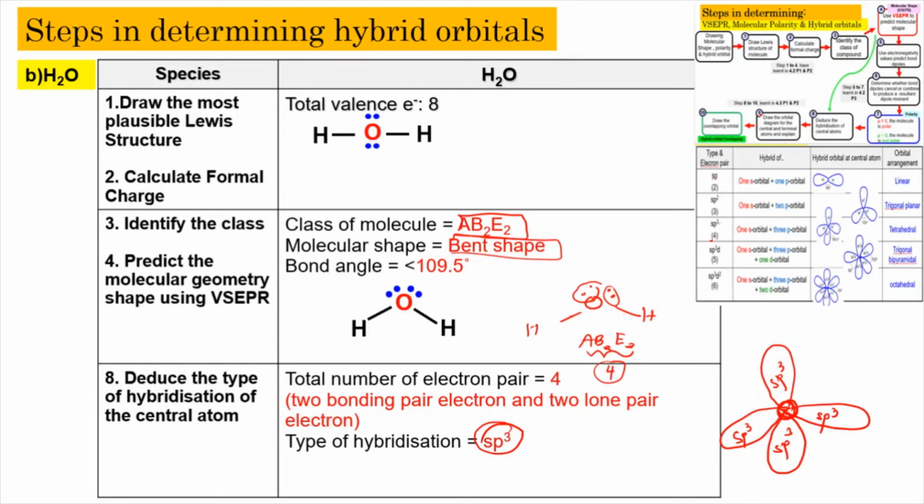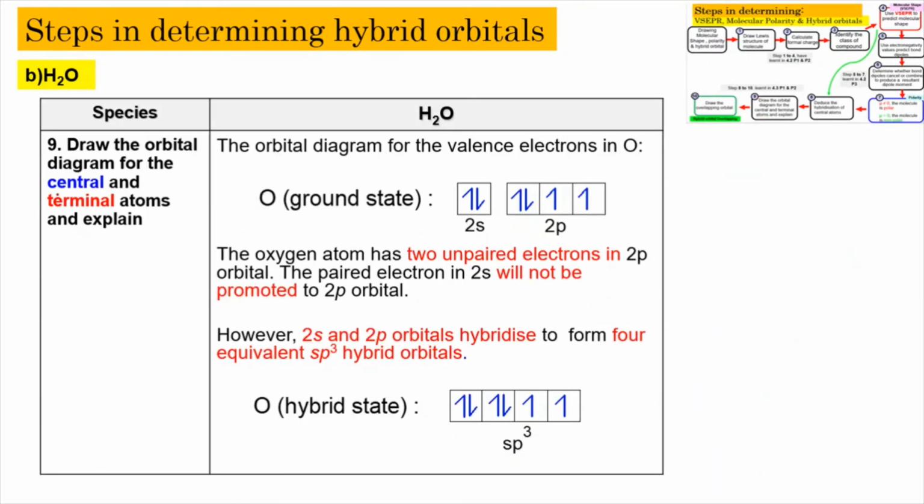Now we're going to focus on step 9. For step 9, we need to draw the orbital diagram for the central and the terminal atom. So our central atom is going to be the oxygen. Oxygen has 8 electrons, so it's going to have the configuration of 1s2, 2s2, and then 2p4. In the ground state, we focus on the valence electrons only, which is 6 valence electrons, 2s2, 2p4.